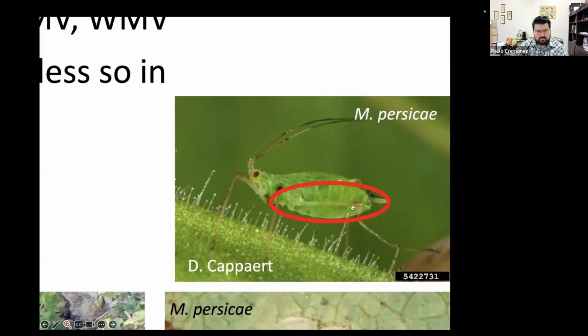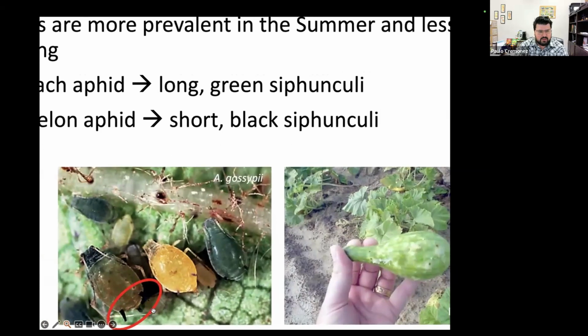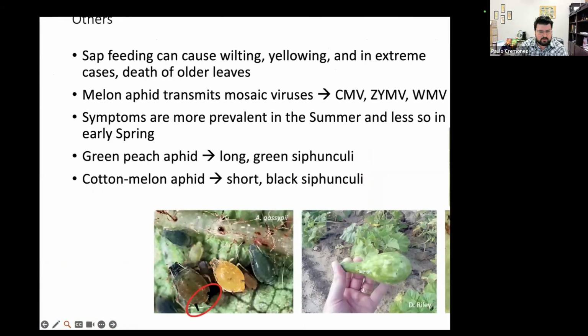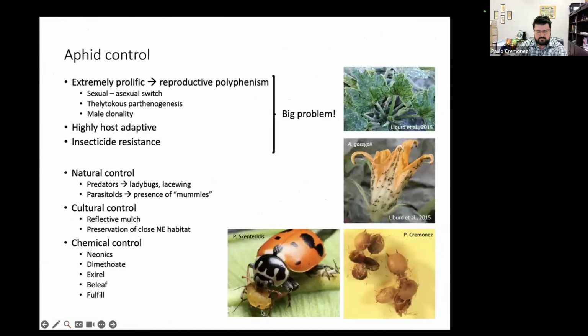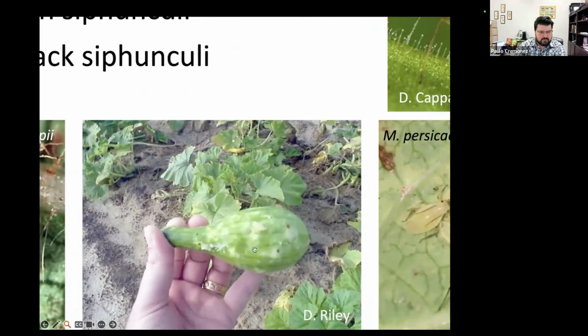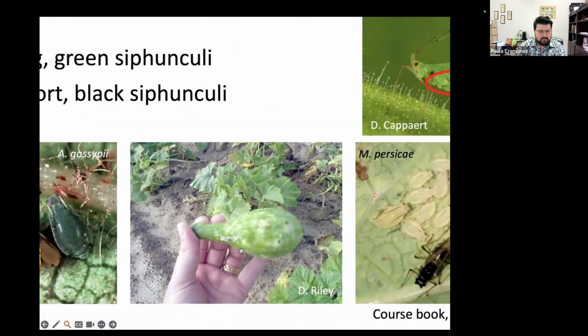So this is exactly what I'm talking about. The long and green siphunculi, and the cotton melon aphids have short and black siphunculi here. So just to distinguish the species that you are dealing with. And this is some of the damage they can cause later. This is mosaic virus damage in the fruit.